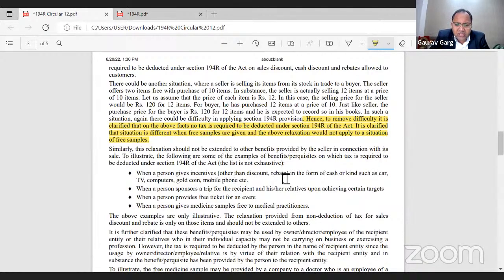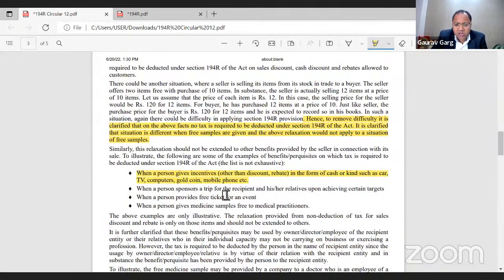When a person gives incentives other than discount and rebate in form of cash or kind, such as car, TV, computer, gold coin, mobile phone, etc. Again, but to whom? If you are giving to your retail customers, you are not giving because of their business or profession, I think TDS would not be applicable. Otherwise, TDS would be applicable.